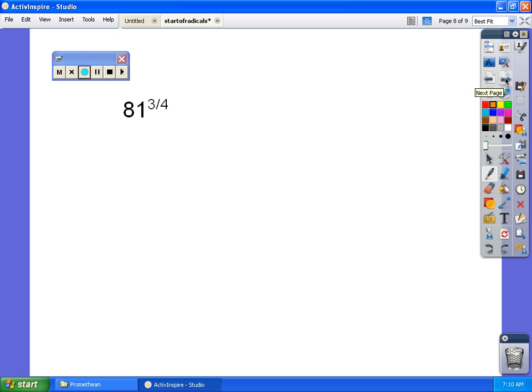Looking at a more complex one, the denominator tells me the root, so I want the 4th root of the number 81. And a lot of times you will see that they cube the 81, but I like to take the 4th root of 81 and then cube it. So I'm going to write it that way because I find it a little bit simpler.